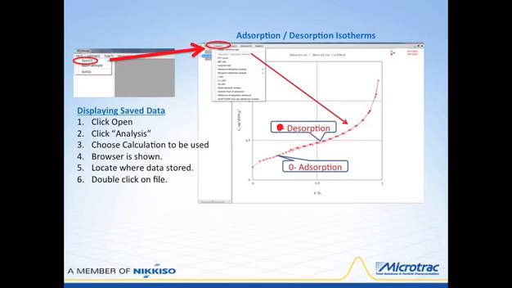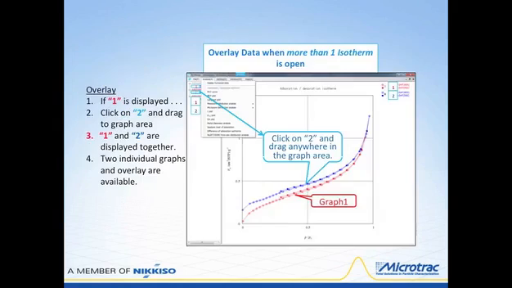You'll notice there are many, many calculations available just by a single click. And by clicking on the adsorption desorption isotherm, this graph was produced showing both the adsorption and the desorption curves. In many cases, people would like to compare various isotherms. And once I've repeated that process for one data set, I then brought up a second data set to produce this overlay.